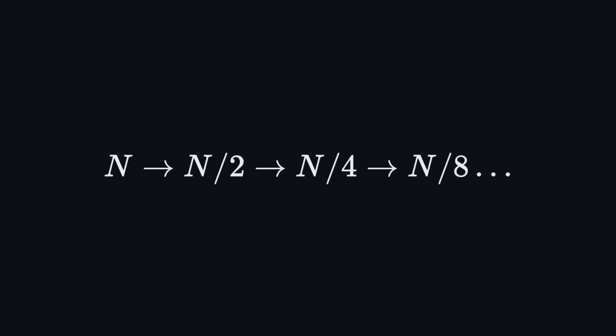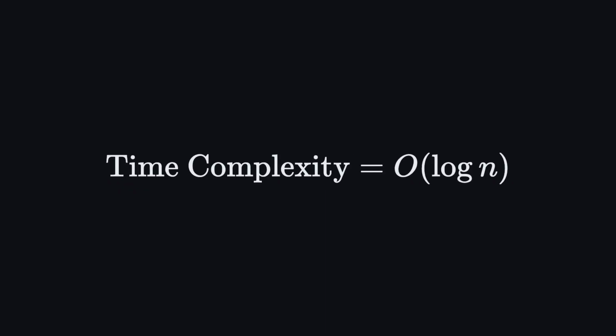The real power of binary search becomes evident with much larger arrays. Each comparison effectively halves the remaining search space. This repeated halving leads to a logarithmic time complexity. We denote this as O of log n. This is incredibly efficient for large datasets.